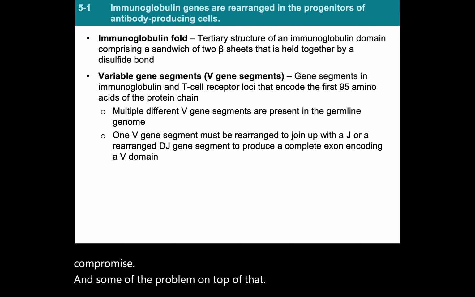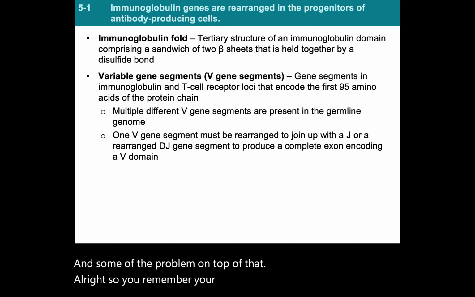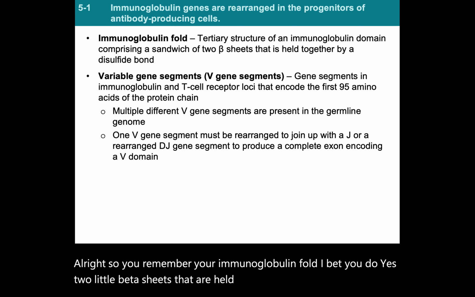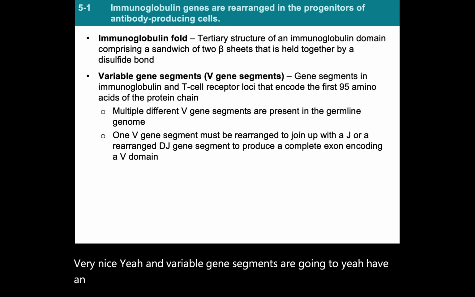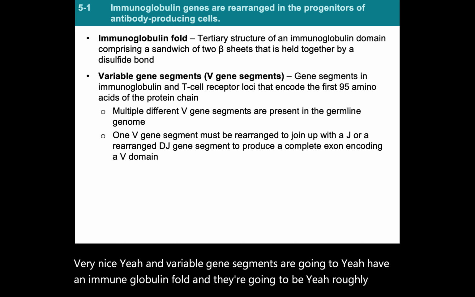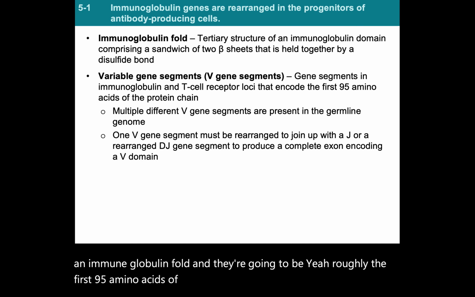All right, so you remember your immunoglobulin fold? Yeah, I bet you do. Yes, two little beta sheets that are held together by a disulfide bond. Very nice. And variable gene segments are going to have an immunoglobulin-like fold. And they're going to be roughly the first 95 amino acids of the antibody or T cell receptor chain.